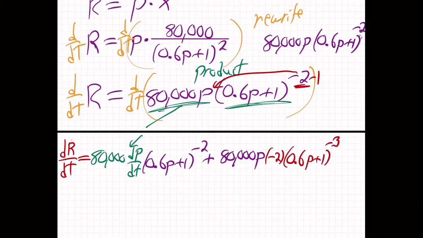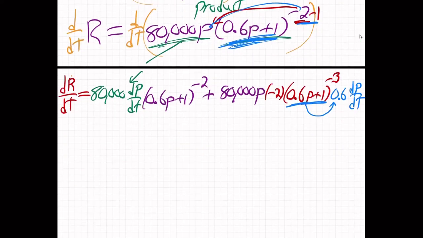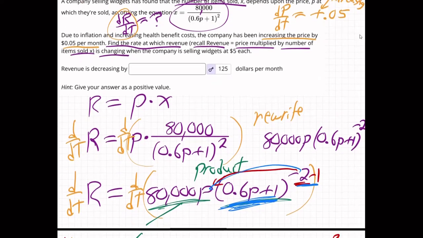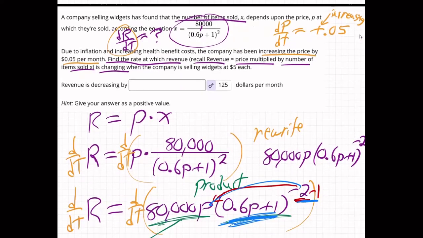Okay, now times the derivative of the inside, chain rule. Chain rule says we're not finished with the derivative of this guy. We did the outside, lowered the power by 1, kept the inside the same at first. But then chain rule says, oh yeah, times 0.6 dP/dt. Do you see that? Because the 1 just goes to 0, but the derivative of 0.6P is 0.6 dP/dt. All right, so there it is. We just got to plug stuff in. Much easier said than done.